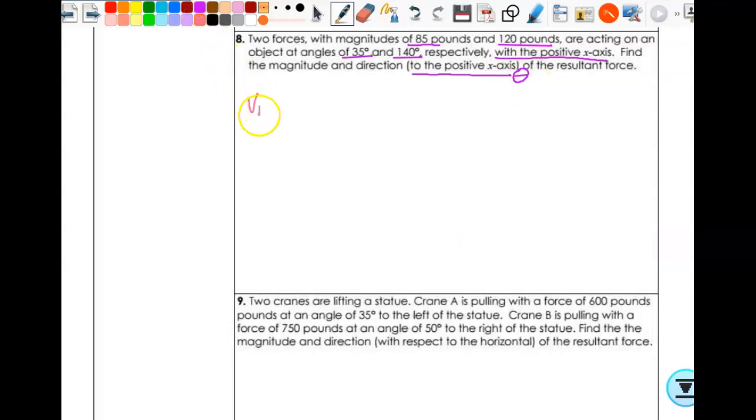So now I just have to set this up. So I have my first vector, which will do, the magnitude is 85 pounds. That's going to be times the cosine of 35. And then 85 times the sine of 35.